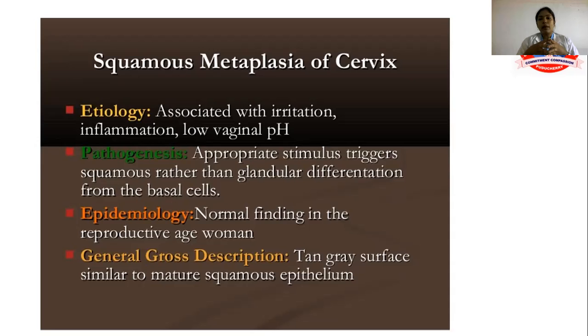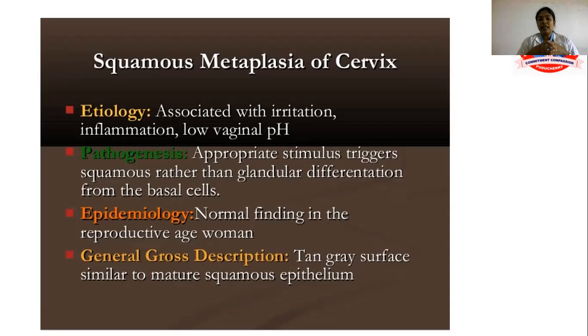Next, moving on to our next important benign lesion of the cervix that we encounter most often: squamous metaplasia of the cervix. So what is the etiology? The most common etiology is associated with irritation, inflammation, and low vaginal pH. The appropriate stimulus triggers squamous rather than glandular differentiation from the basal cells. So this is the normal finding in most reproductive age women.